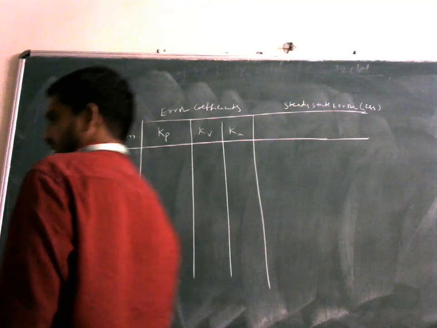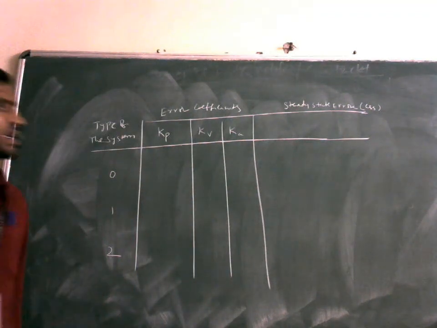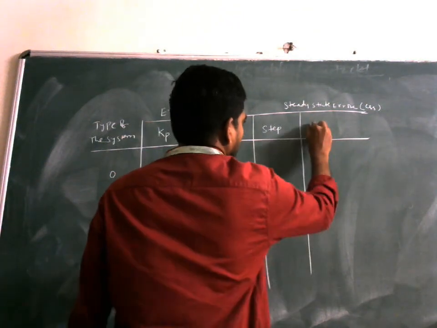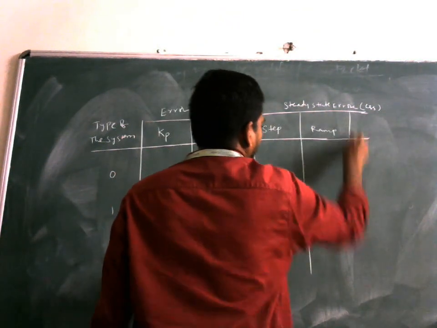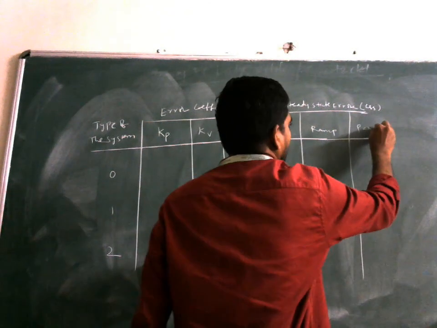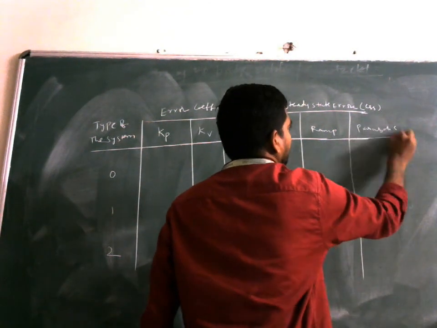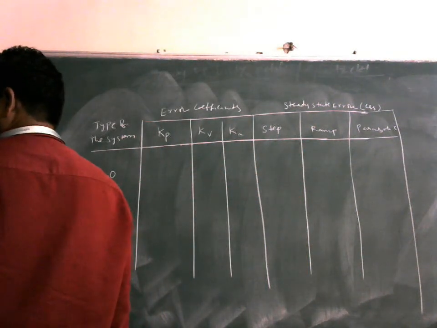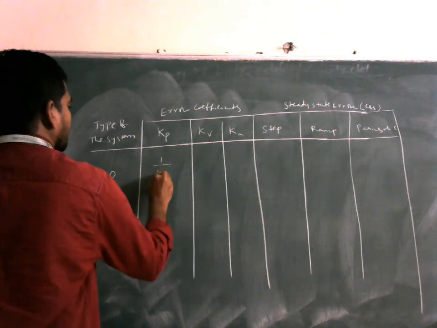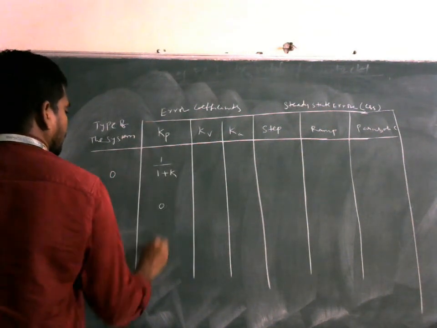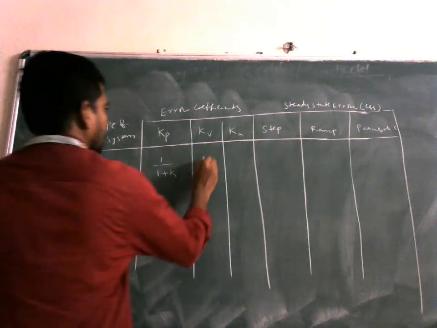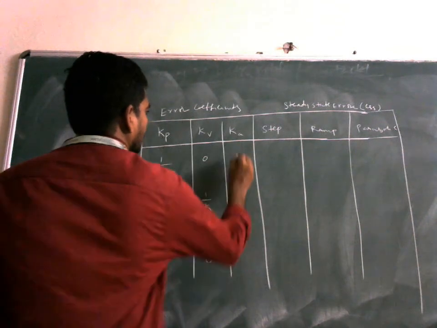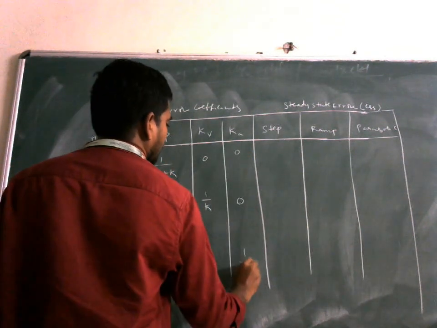Steady state error for step, ramp, parabolic. For step signal, what is this? Ramp. Already what we taught till now, that we are formulating in step, ramp and parabolic. Now for type 0 system, what is the value? First, Kp value 1 by 1 plus K. Kp value in this case is 0. Similarly here 0. Here you are getting 1 by K.